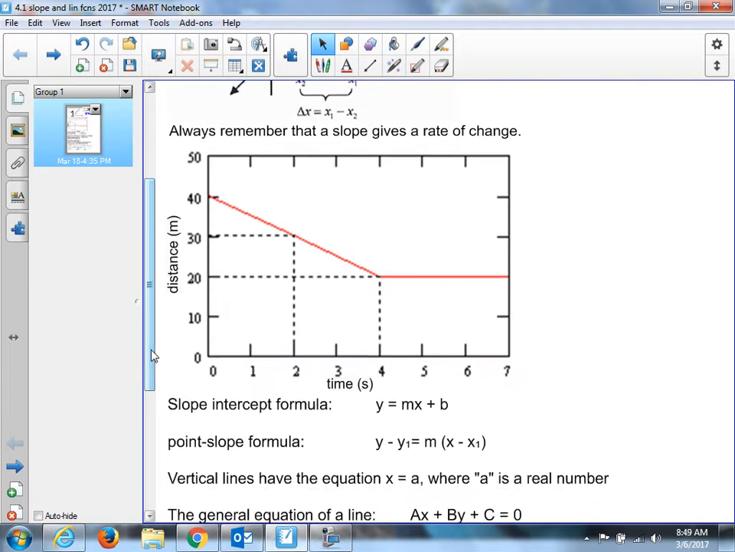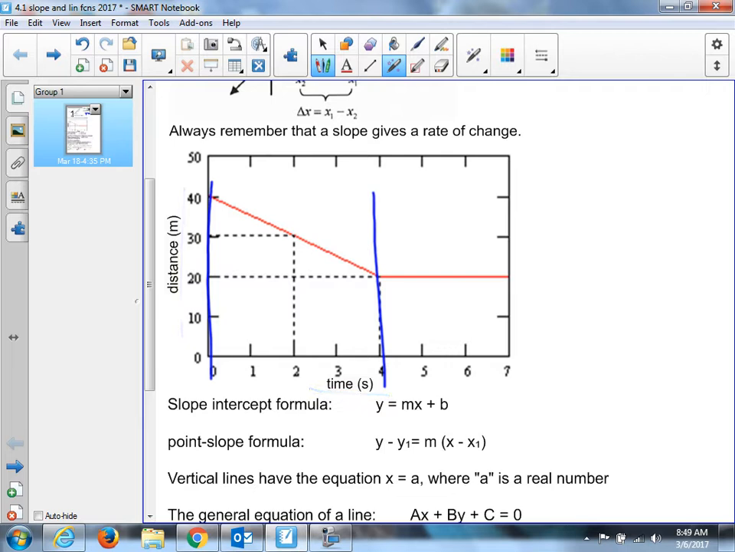Now, remember, slope gives a rate of change. This graph here I've gotten from grade 10 science. There. And then it's a piecewise function, 2 pieces, right? Hitched together. Now, the slope gives a rate of change. I put this on here because it's an application question. If I have distance and I have time, let's just talk about the slope between 0 and 4, okay?